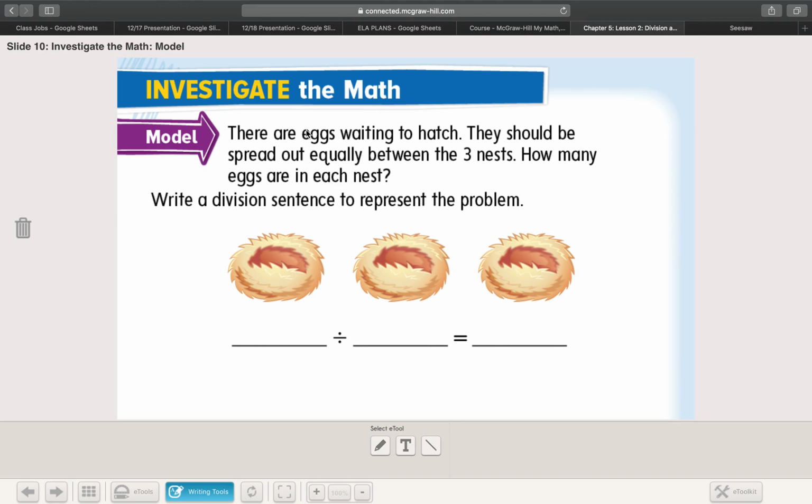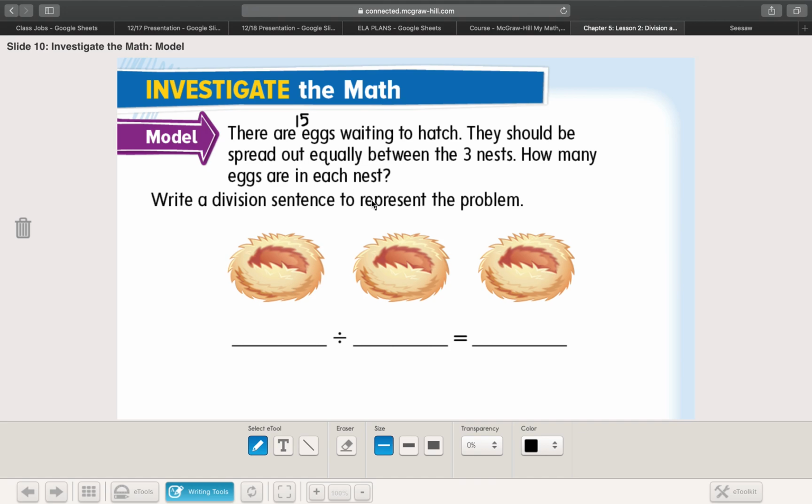So there are eggs waiting to hatch. It never told us how many eggs. So that's where we get to decide. I'm going to say 15. There are 15 eggs waiting to hatch.